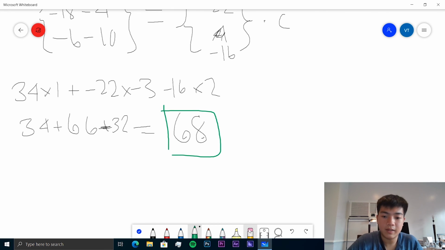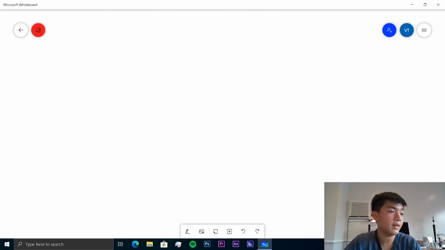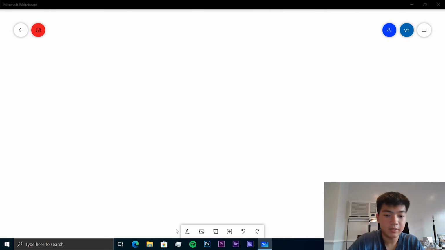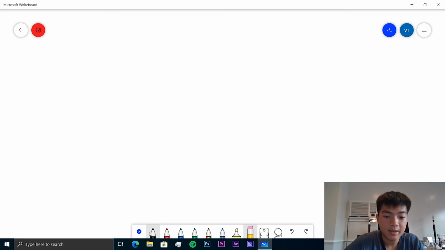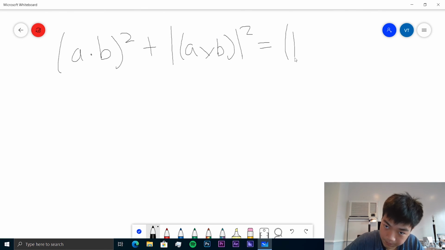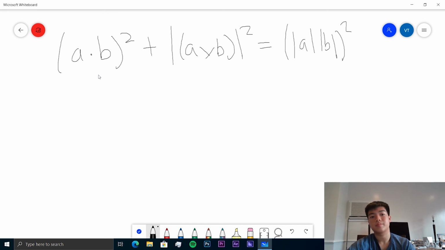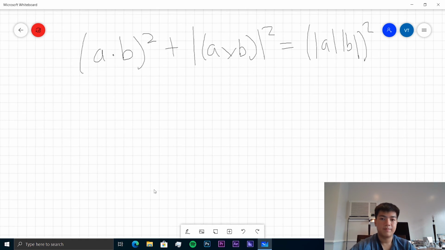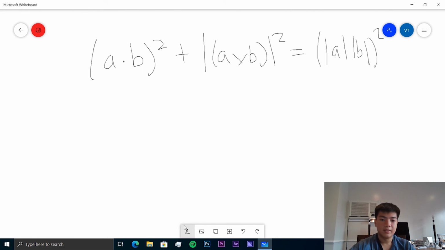And then on to the final question. And the final question asks us to show that a dot b squared plus a times b squared is equal to a squared b squared. Okay. What can we do here?